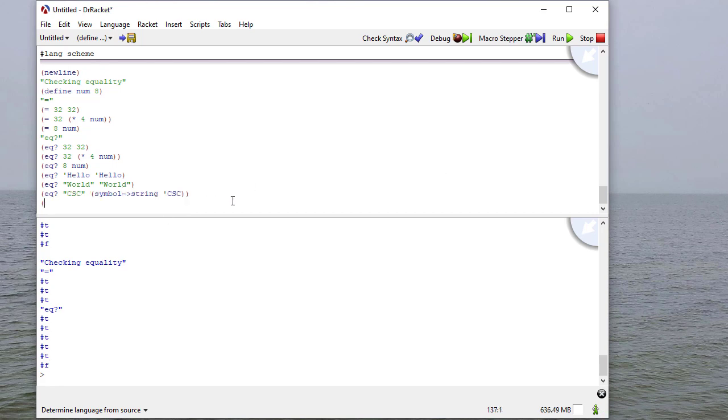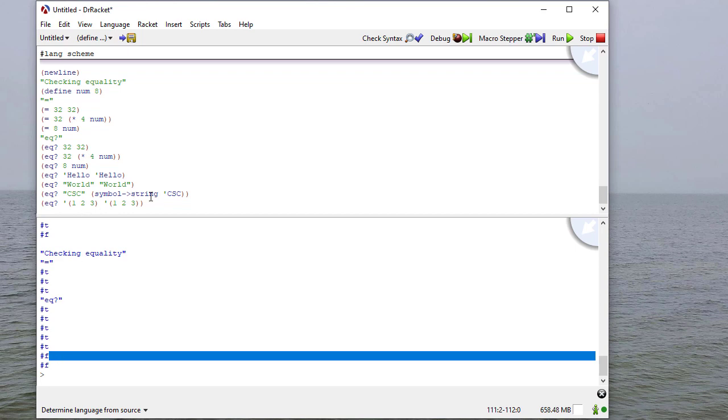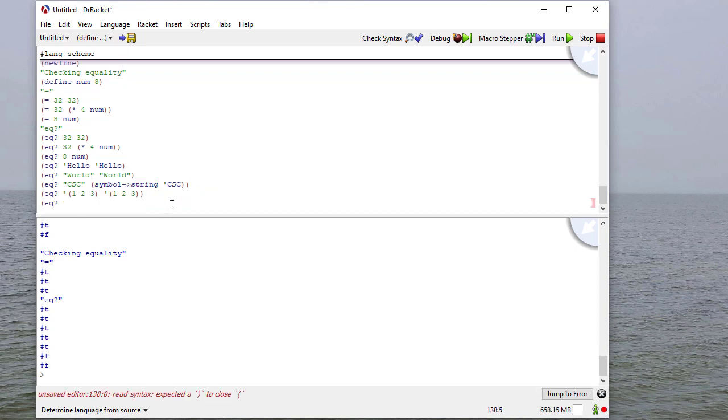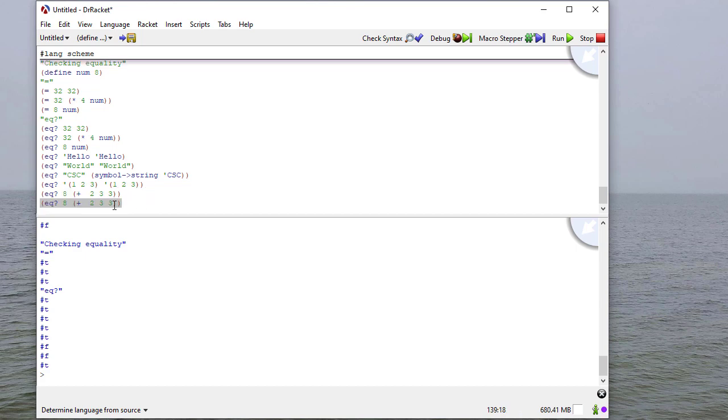A couple other things to check. We haven't talked about list yet, but we will. So is the list 1, 2, 3 equal to the list 1, 2, 3? And you might say, yes, they are. They may be equal, but they're not eq. So one more, if we say equal 8, and then let's do some arithmetic, plus 2, 3, 3. And we can see that that's true. And this will evaluate to true if we use num instead of 8 as well. Because again, num evaluates to 8.